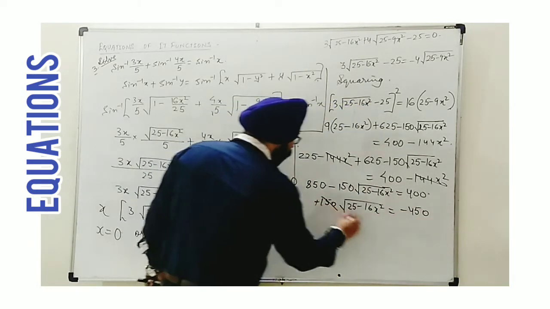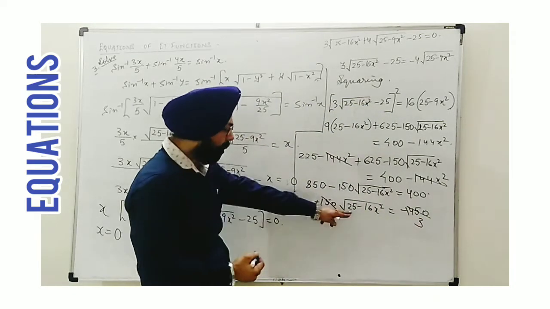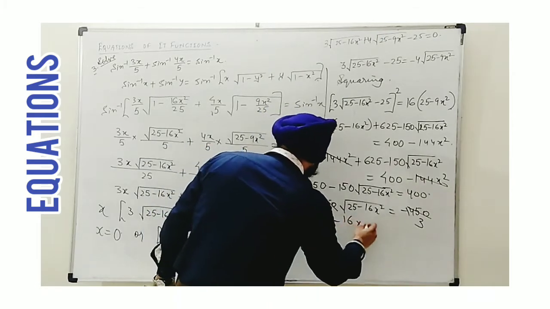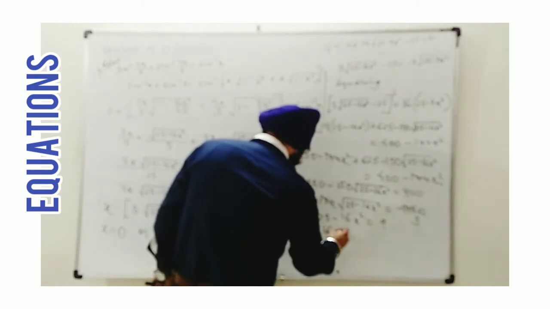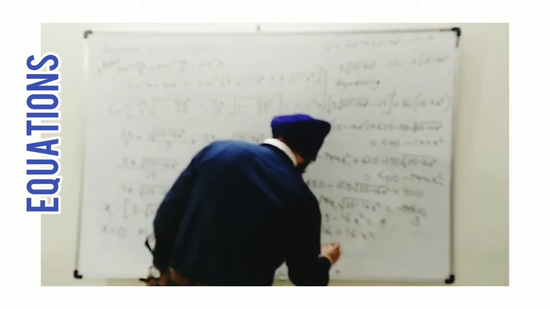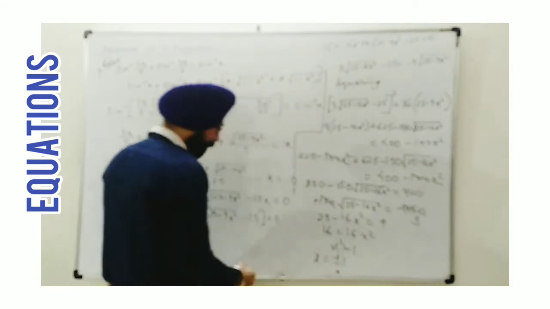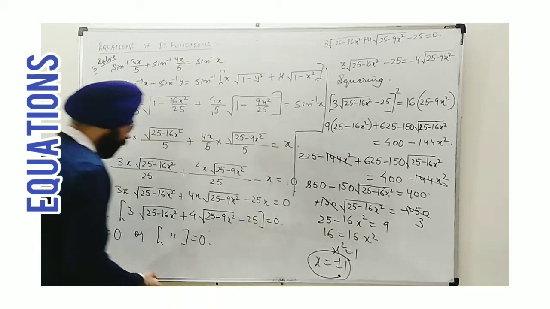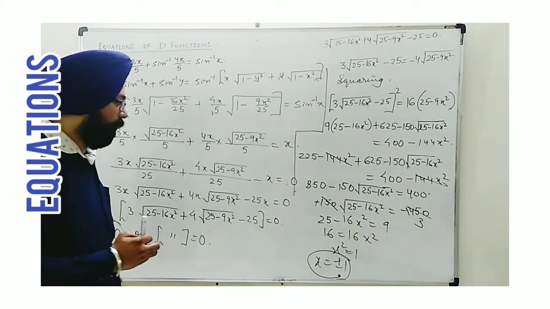These two cancel out, 3s are, and obviously we need to square. Now this is a single term of square root, squaring both sides, we get 25 minus 16x square equal to 9. We get 16, this is equal to 16x square, x square equal to 1, so x is equal to plus minus 1 obviously. Now we have x equal to plus minus 1, x equal to 0 as a solution. Total 3 solutions we are obtaining.